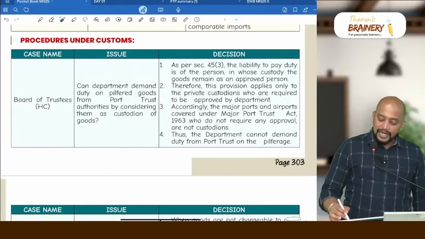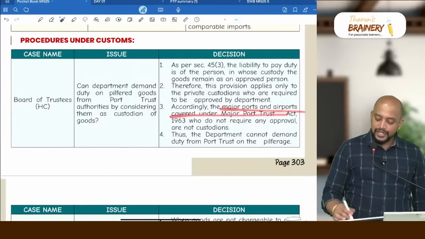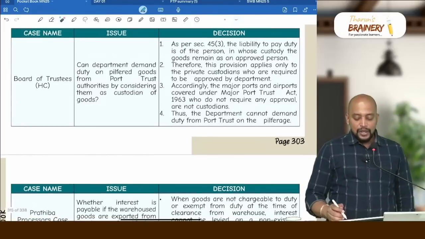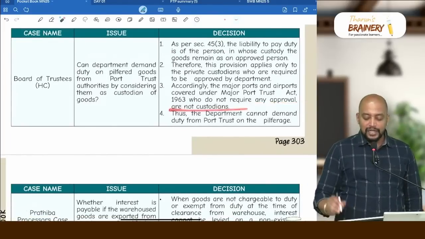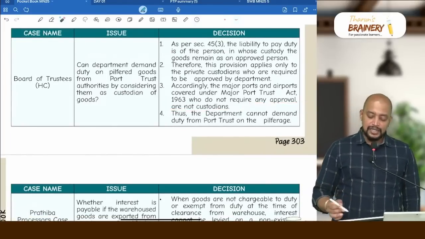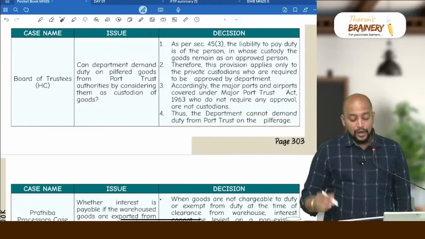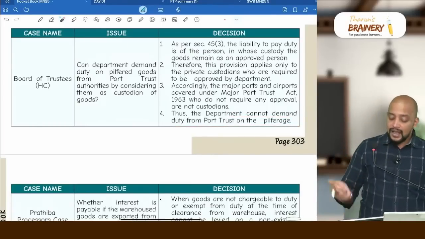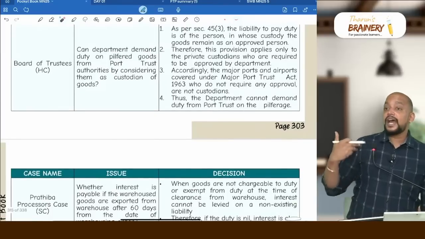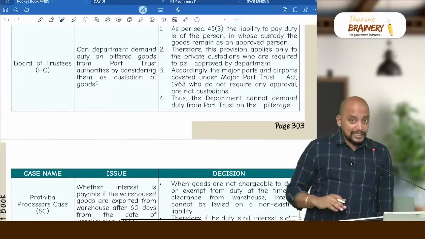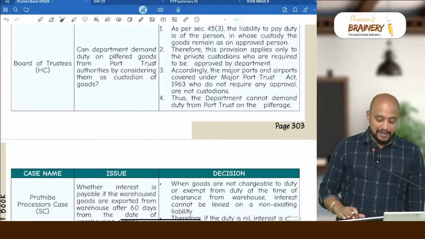Accordingly, the major ports and airports covered under the Major Port Trust Act, which do not require any approval, are not custodians. Thus the department cannot demand duty from the port trust on the pilferage. And suppose if they have notified any person as a custodian, then from them the duty can be demanded.